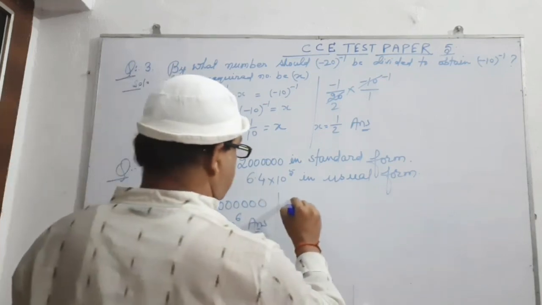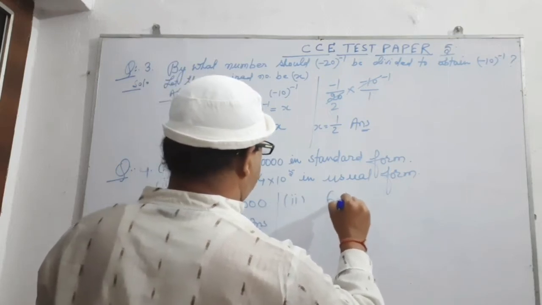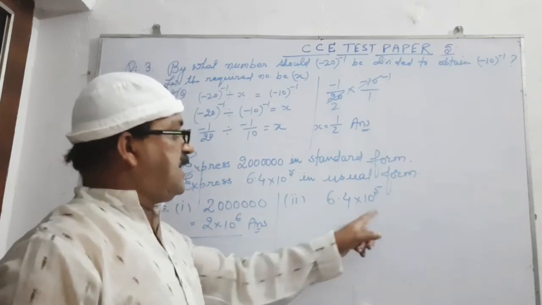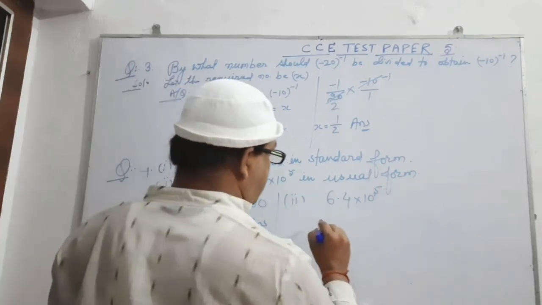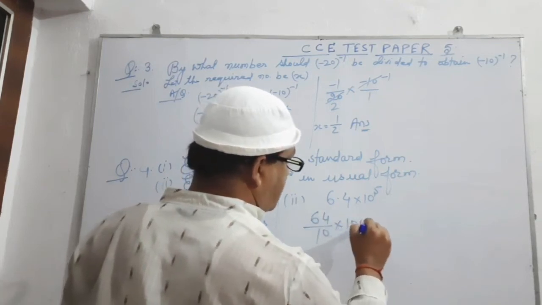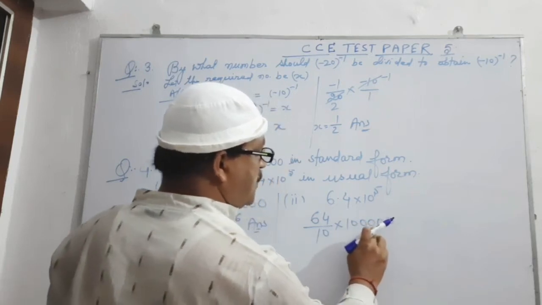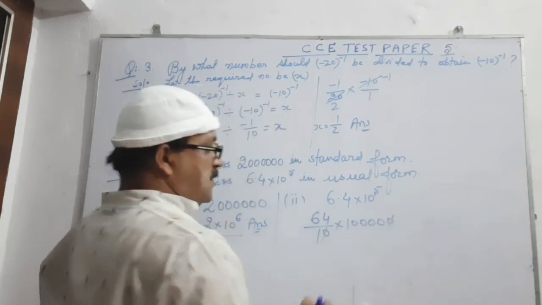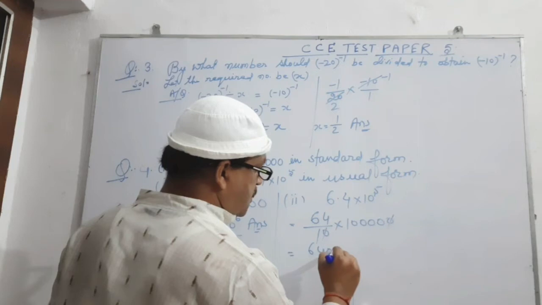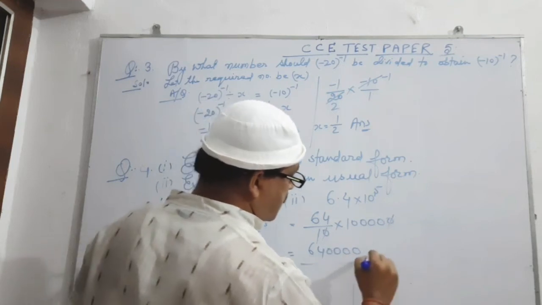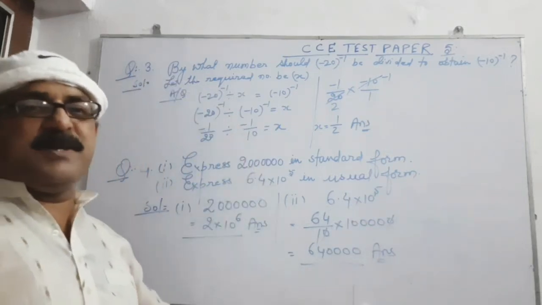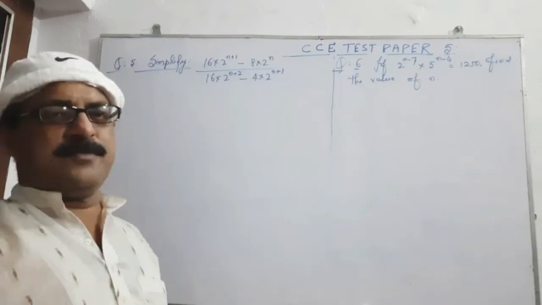Now the next one. Here 6.4 into 10 to the power 5. This question is to be written in usual form. It means 64 by 10 into 10 to the power 5. It means 10 to the power 5, 0, 1, 2, 3, 4, 5. And this 0 will be cancelled. Then 6, 4, 0, 0, 0, 0. This is the usual form of the given number. Thus these are the simplifications and solutions of these questions.